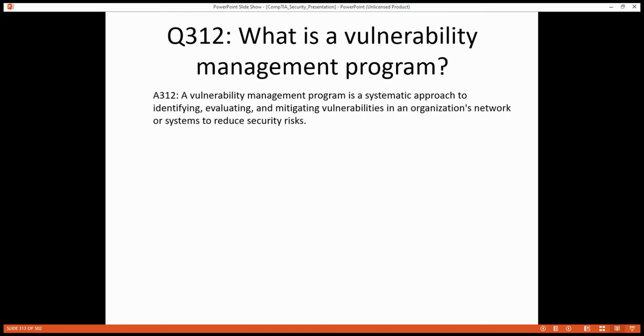Q312. What is a vulnerability management program? A312. A vulnerability management program is a systematic approach to identifying, evaluating, and mitigating vulnerabilities in an organization's network or systems to reduce security risks.